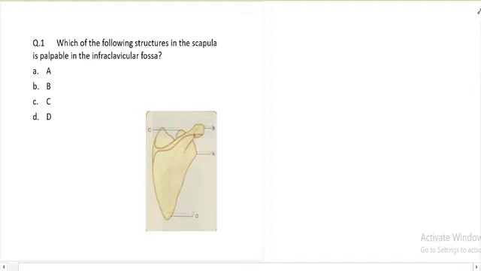these. So we know that tip of coracoid process is palpable, so answer will be C, because we know tip of coracoid process is palpable. C. That is correct answer.